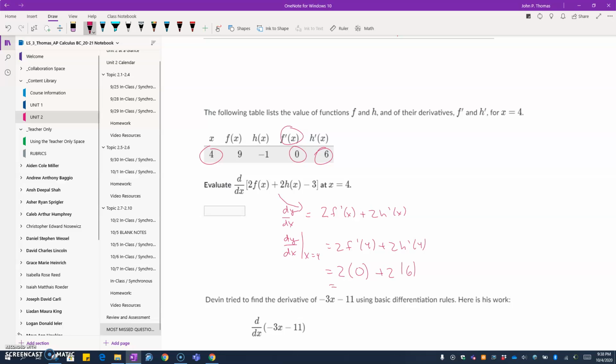So I've got 2 times 0, which is 0, 2 times 6, which is 12. 0 plus 12 gives me 12. Alright, so I know that the derivative of this combined function is going to be 12 when x equals 4.